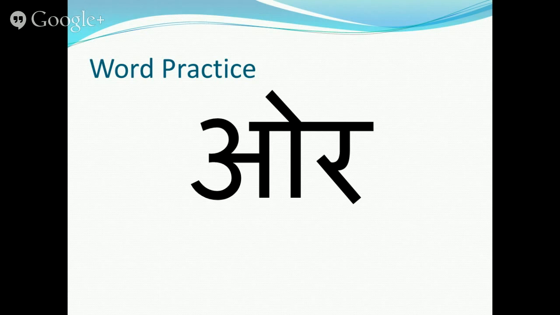Now this is the other one. What happened? We chopped off one of the ears, and so now we have o followed by ra, or, or, or, or.